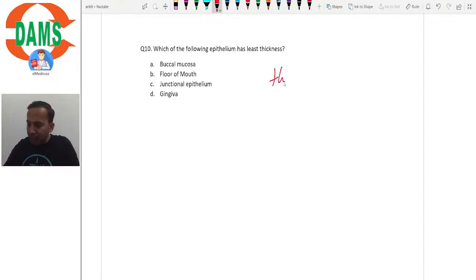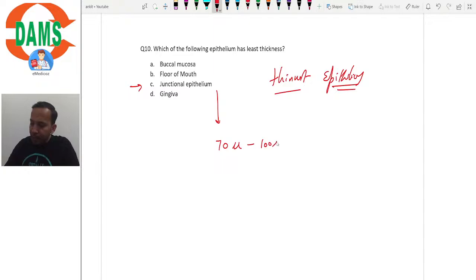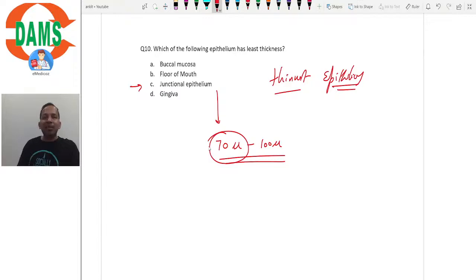So we have to find the thinnest epithelium. Option C, junctional. Very good, Pala. Junctional epithelium has a thickness of somewhere around 70 microns to 100 microns. So basically 70 microns is more likely the answer. And floor of the mouth, on the other hand, is approximately 100 microns. Junctional epithelium is slightly thinner than the floor of the mouth.